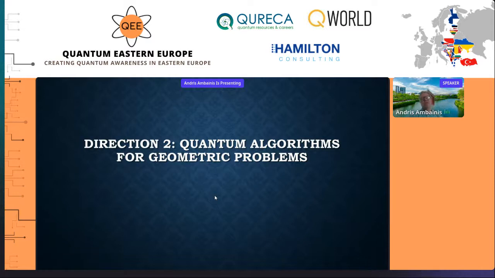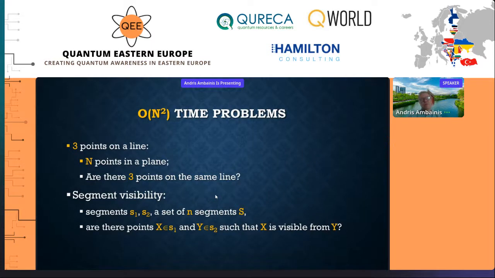So now let me turn to the second part of this work, which is about quantum algorithms for geometric problems. Here are two geometric problems. In one problem, we are given a number of points in a plane, and the question is to determine whether there are three points that lie on the same line. The second example is the segment visibility problem, in which we have two segments, and we have a sequence of obstacles, which are also segments. And we want to know whether there is a point on the first segment from which we can see a point on the second segment, so that the view is not obstructed by any of these obstacle segments.